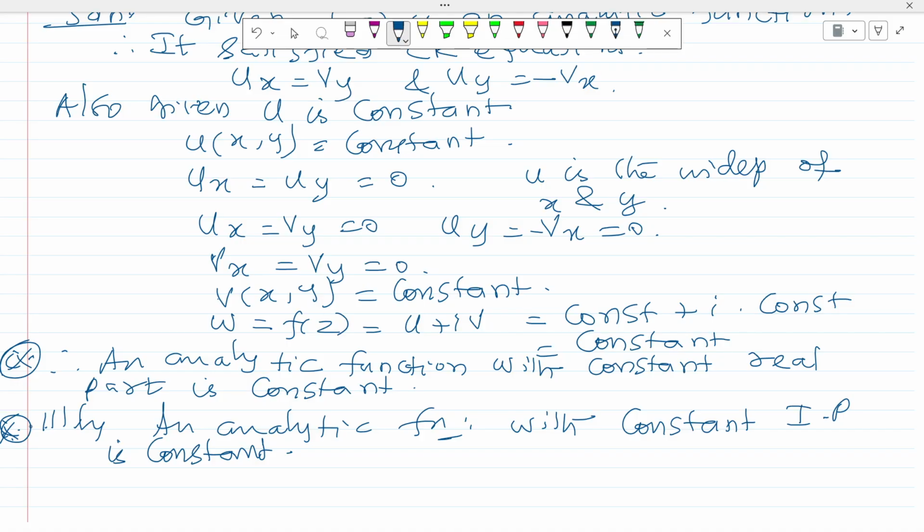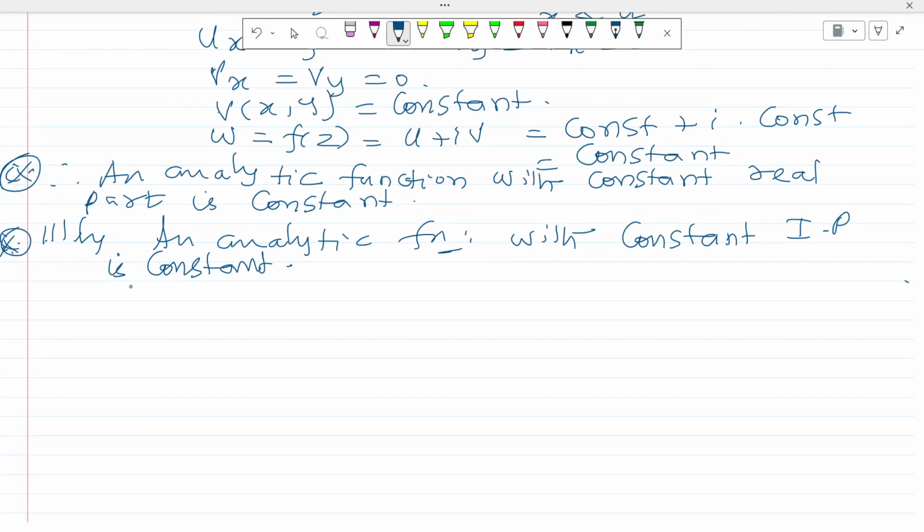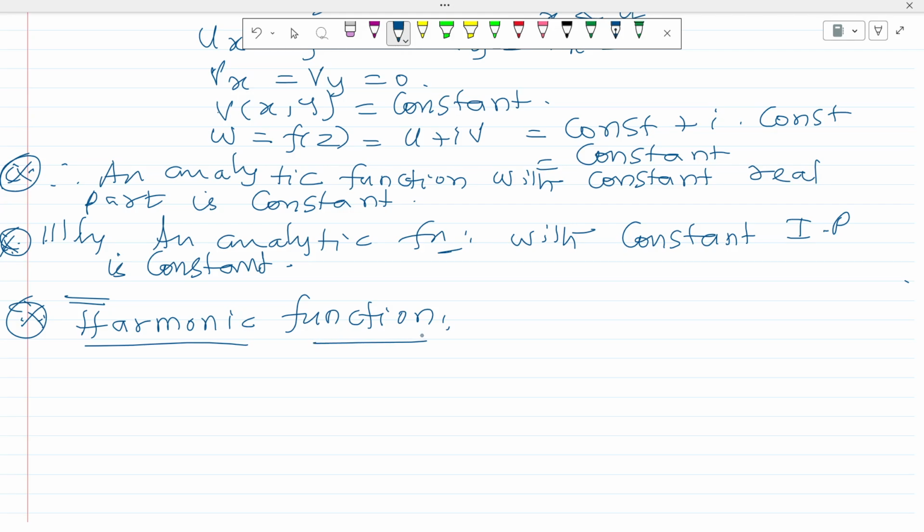Second one is this one. Next one is very, very important: harmonic function.